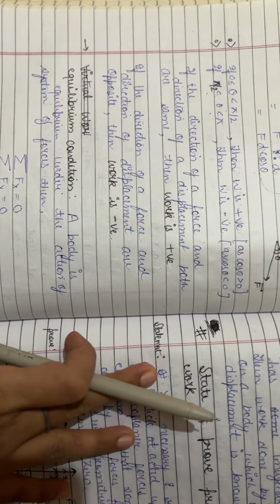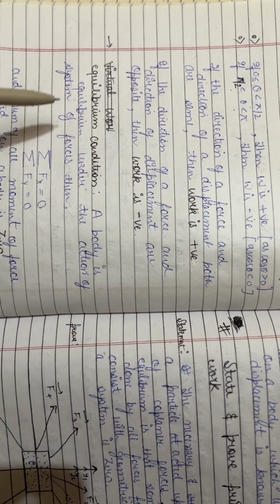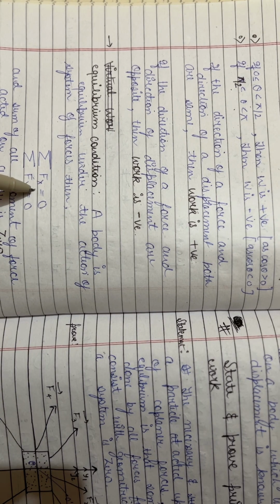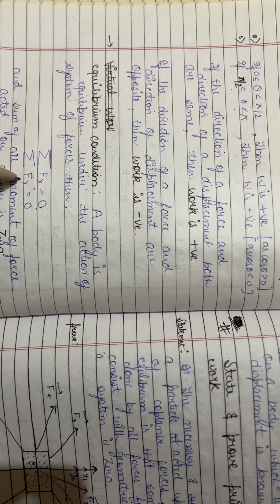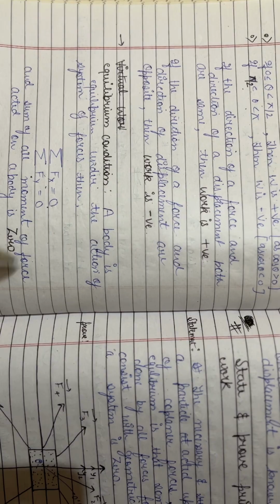Now we will understand what is the equilibrium condition. If a body is in equilibrium under the action of a system of forces, then the summation of Fx forces is 0, the summation of Fy forces is 0, and the sum of all moments of forces acting on the body is 0.